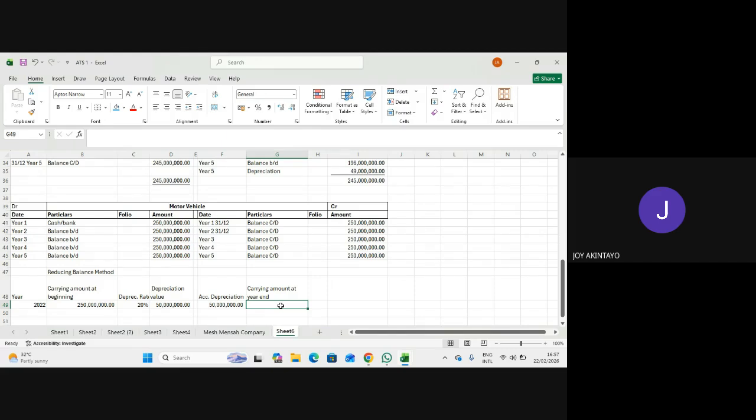200. So we have 200. So 2023. So this will be our new balance. So apply 20% on it. What is your value?